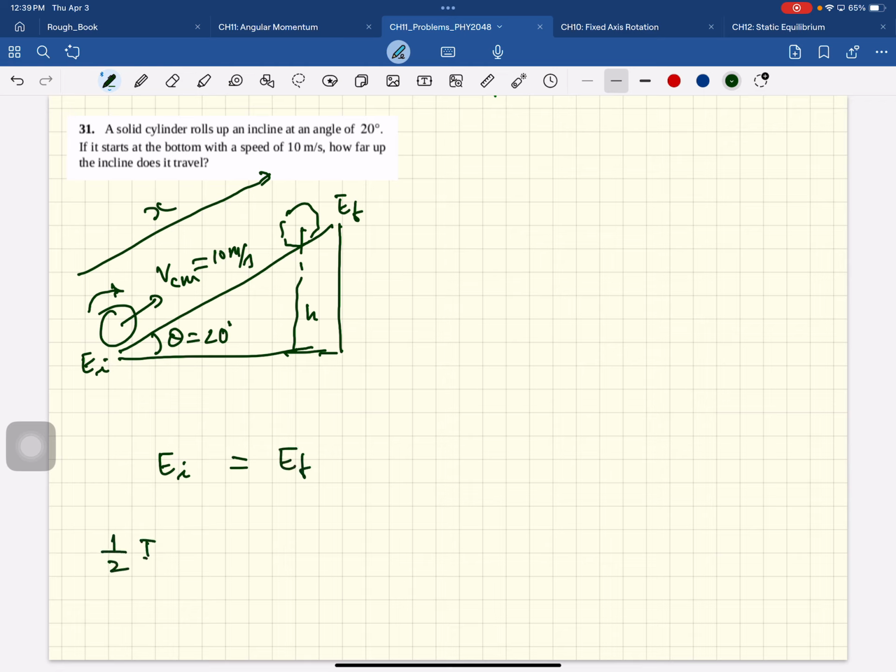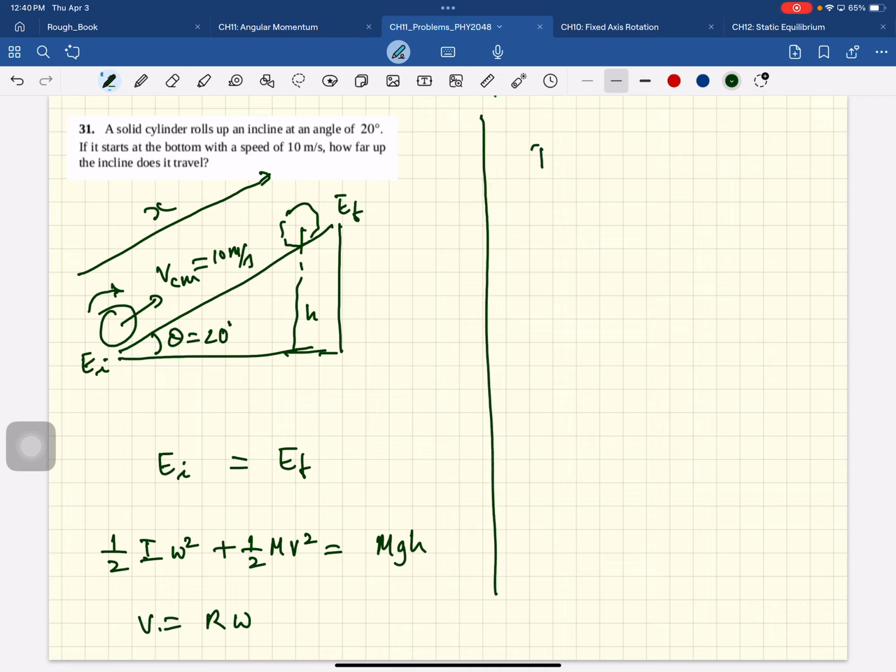Initially it has 1/2 I omega squared plus 1/2 mv squared, equal to mgh. They tell you it's a solid cylinder. That's how high the center of mass rises. Now omega and v are related: v equals r omega. And for a solid cylinder, the moment of inertia about the center of mass is 1/2 mr squared. So I is 1/2 mr squared, and omega squared is v squared over r squared.